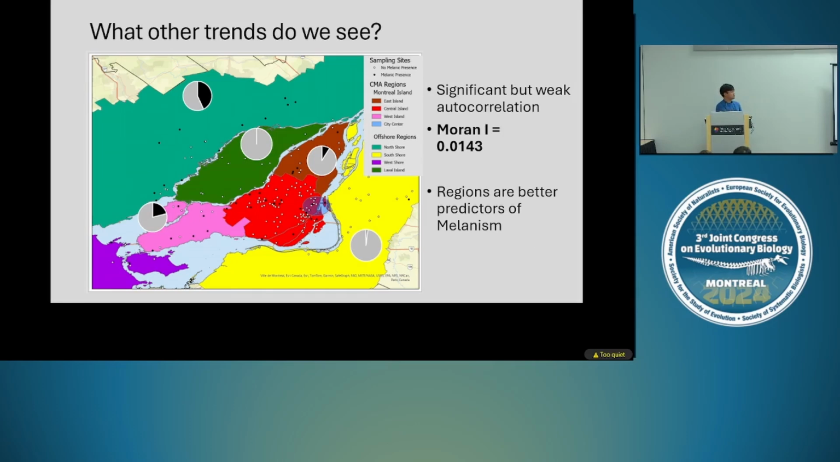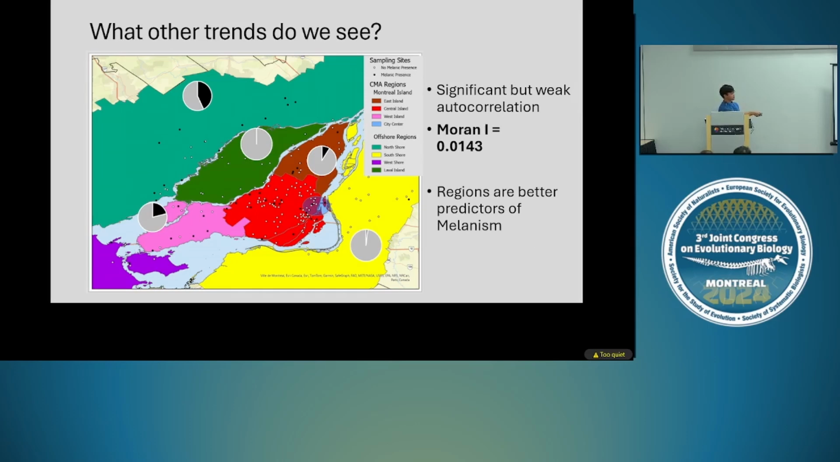So for example, on Montreal Island alone, which I have to mention, is often separated into three parts: the West Island, the Central Island, and the East Island. The West Island is often more separated from the other areas because there are a lot of transportation hubs there, and it creates this sort of separate area that I am using in my analysis.